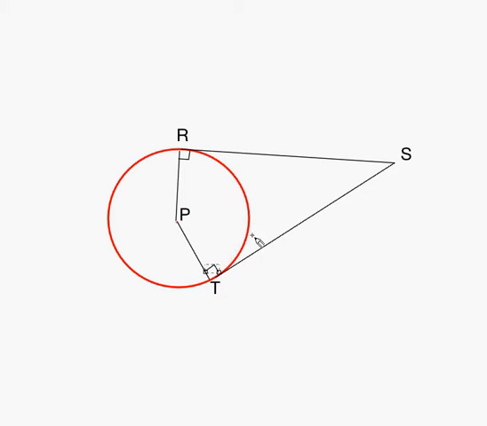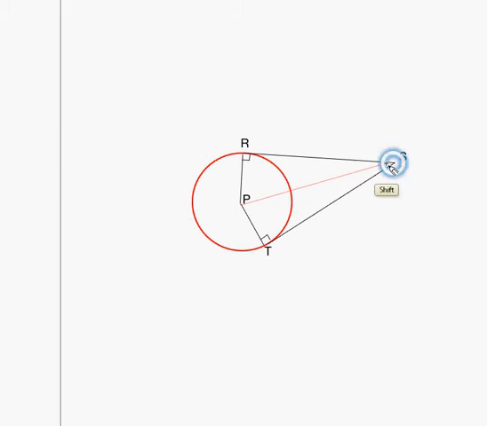So far we've got two right angles, both drawn from the radius and both going to tangent line segments. The next thing we can do is draw a line connecting the center of the circle, P, to our external point S. And let's do it as such.